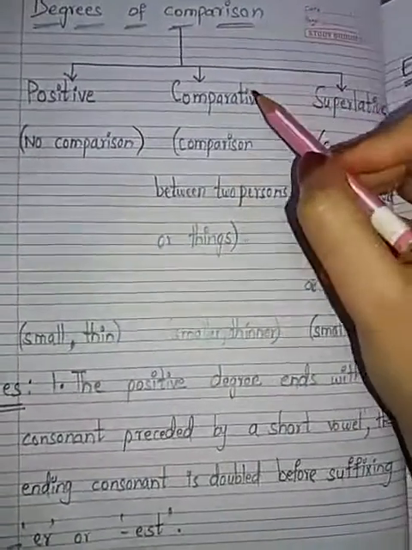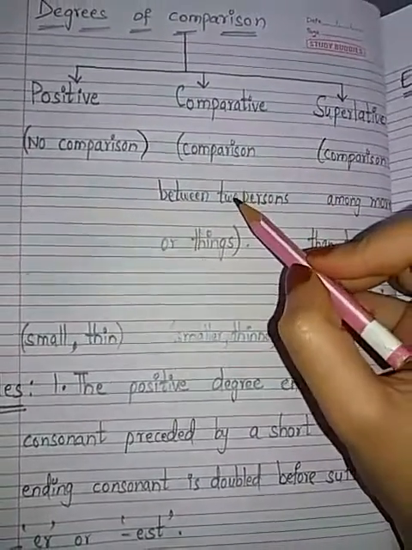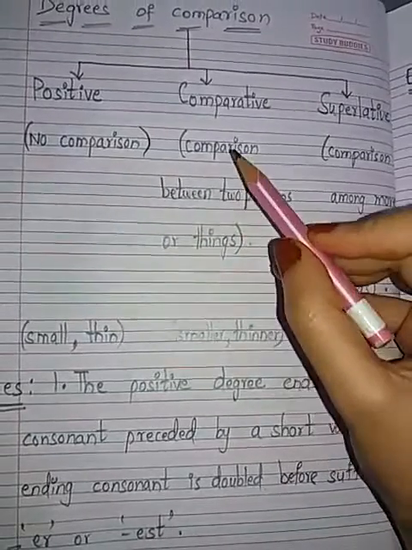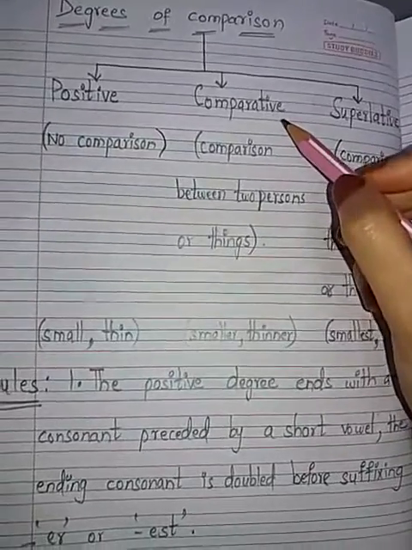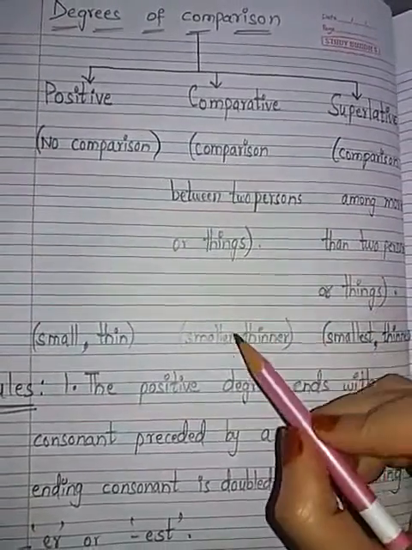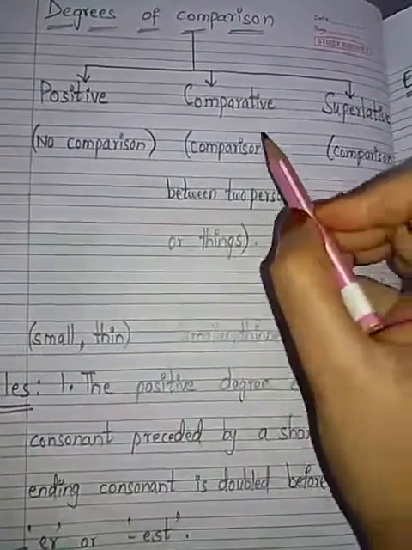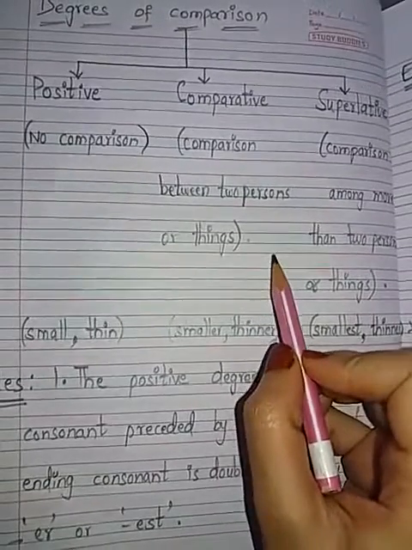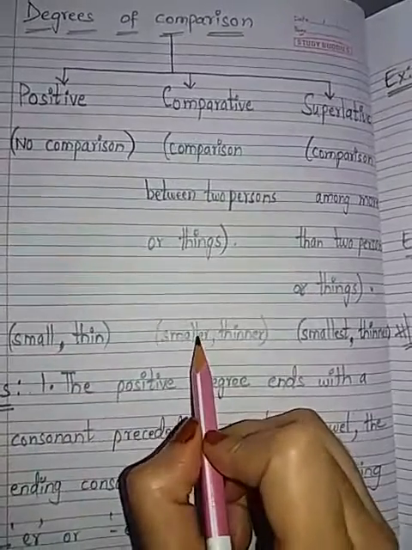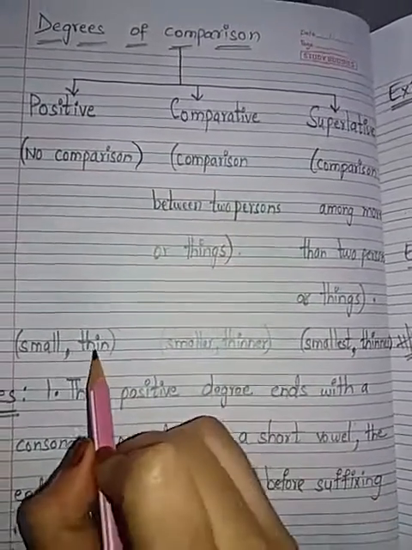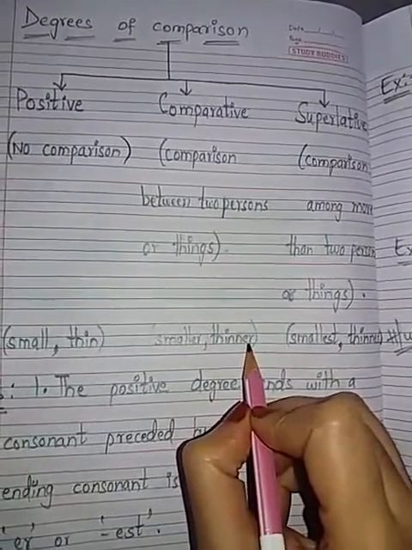Okay? Next, comparative. When do we use comparative? When we compare two persons or things. When the comparison is done between two persons or things, we use comparative degree. So what are the examples of comparative degree? As we have used in positive degree small, thin, we will be adding in the comparative degree ER to the given adjective. For example, small, in the comparative degree it will become smaller. And here thin, in comparative degree it will become thinner.